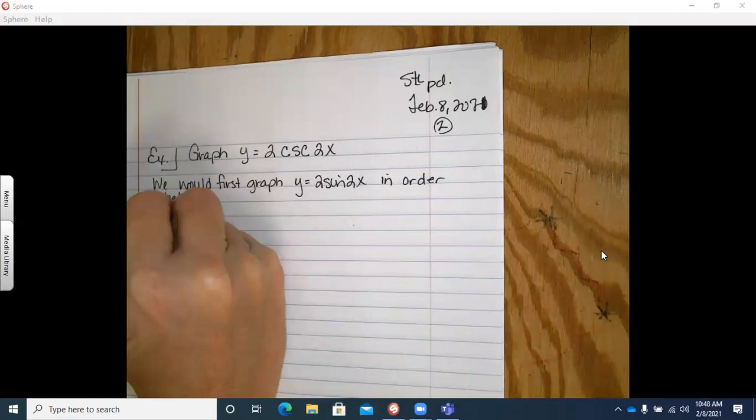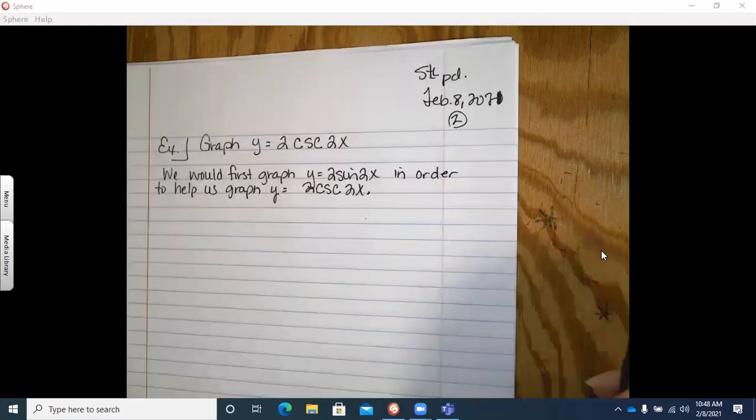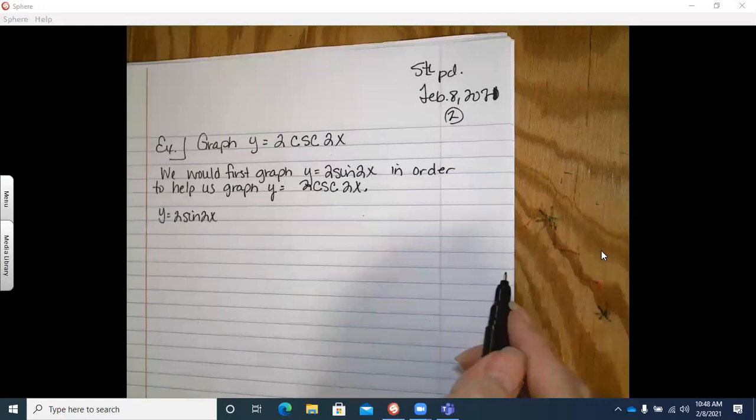All right, so let's look at y equals 2 times the sine of 2x. And what would our amplitude be? 2. Remember, amplitude is the absolute value of A. So in this case, the absolute value of 2 is positive 2. So amplitude is 2.